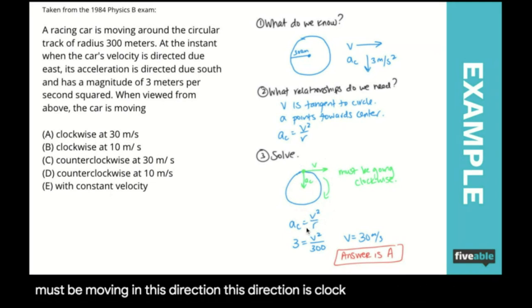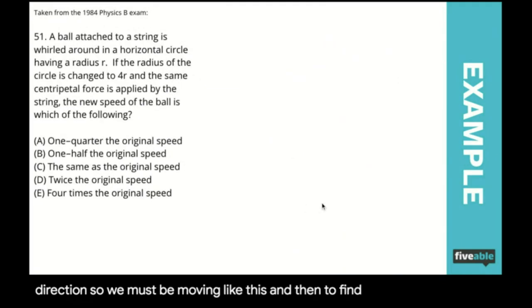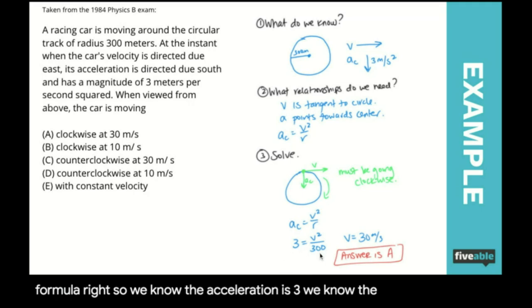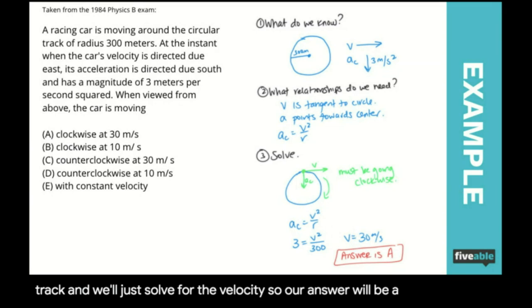This direction is clockwise. This is harder for you all, I imagine, because you just use digital clocks, right? Clockwise and counterclockwise, I'm just realizing as I'm talking to you, is harder than it used to be. So clockwise is in this direction, so we must be moving like this. Then to find the actual velocity, we use the centripetal acceleration formula. We know the acceleration is 3, we know the radius of the track, and we'll just solve for the velocity. So our answer will be A here.